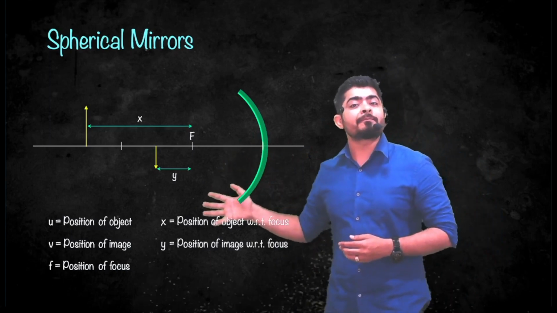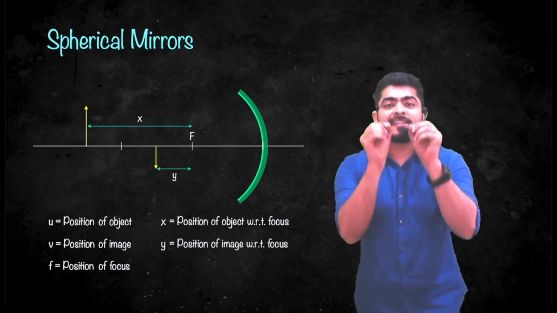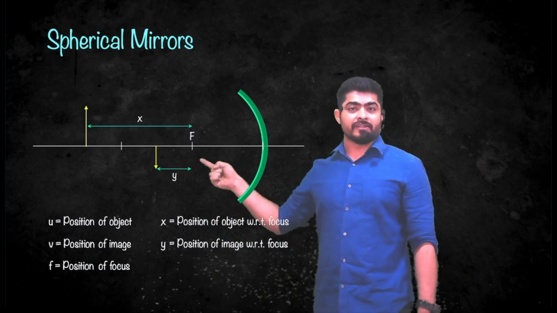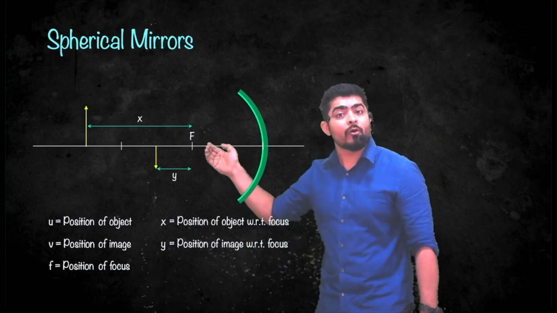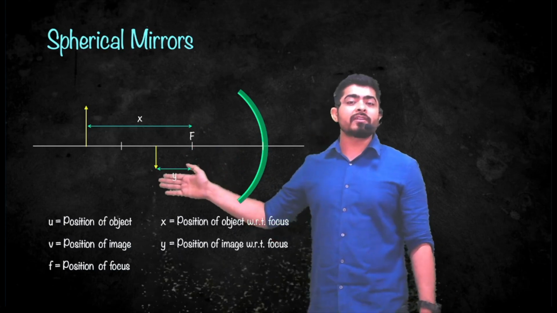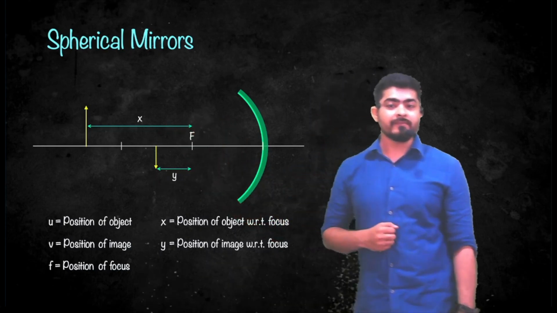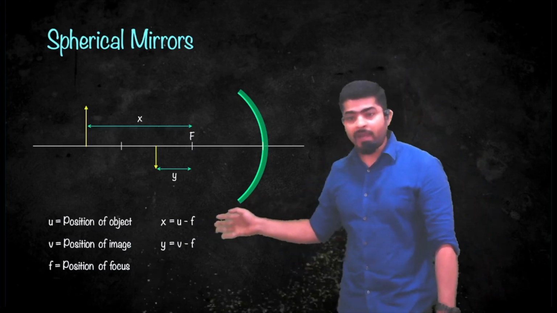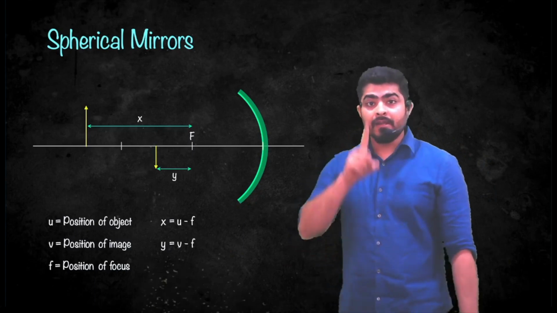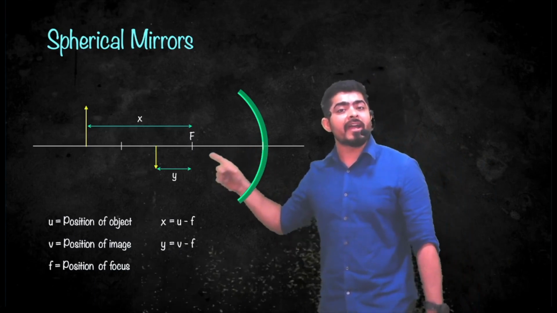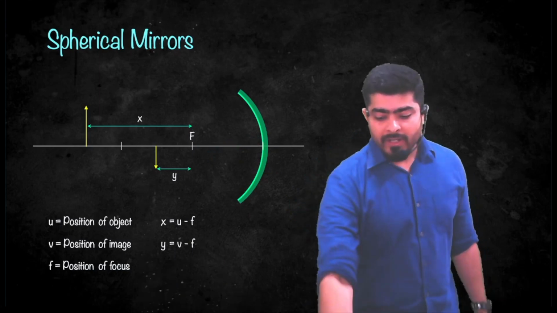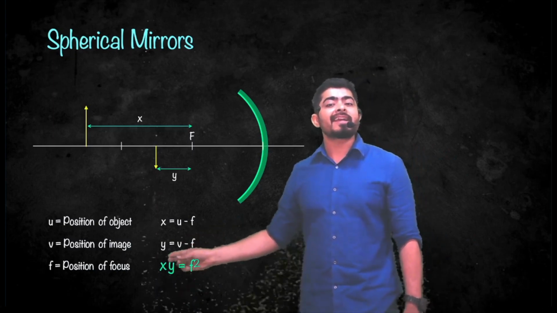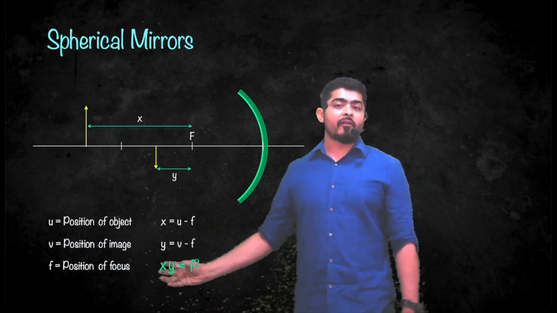Now what about x and y? x and y are the positions of the object and image with respect to focus. That is, we are measuring x and y taking focus as the origin. In that case again, right now x is negative, y is also negative because both of them are in the negative direction. Then if I apply simple math, I will get x equal to u minus f and y equal to v minus f. Remember that in this condition x and y both are negative. Now when you apply Newton's formula, on the right side of the equation x is negative, y is negative, together they form a positive product.